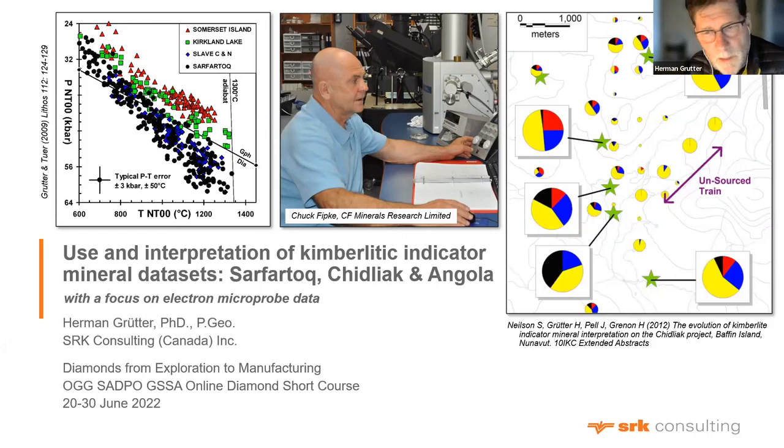The data from Greenland is mostly from Chuck's lab. All the data from Chidliak is from Chuck's lab. BHP used Chuck's lab exclusively. And then a lot of the open file data that's for the Slave has come out of Chuck's lab. But there are other labs that have also had additionally good microprobe data. It underpins everything that we can do in these interpretations.